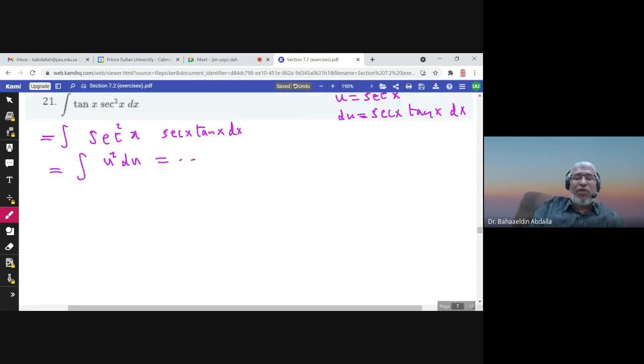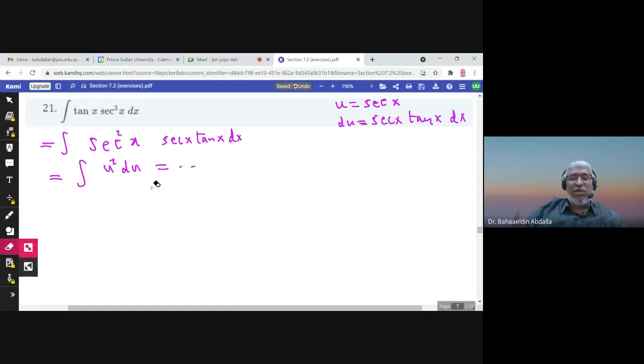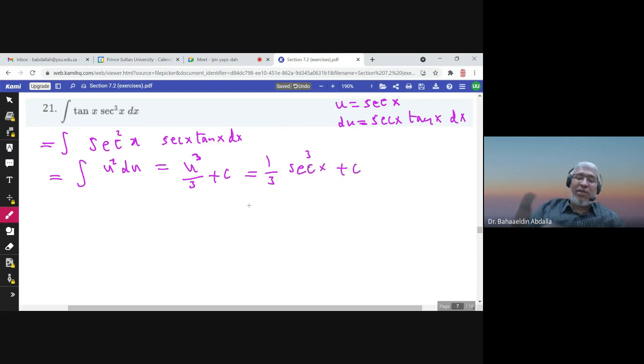Let me continue this one because it's the first question about tan and secant. So it's u cube over 3 plus c. So it's 1 over 3 and u is secant plus c. That's it.